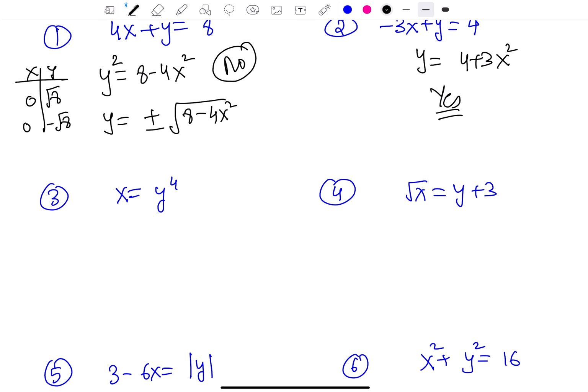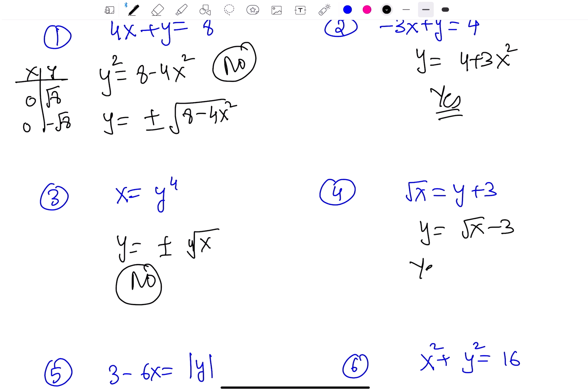Next, x equals y to the 4th. y is equal to plus minus 4th root of x. Again, this would be not okay because if x is 0, then you're connected to 2 different y values here. So not a function because of the plus minus in the front. y is equal to square root of x minus 3. Yes, a function because each unique input will give you exactly and a different unique output.